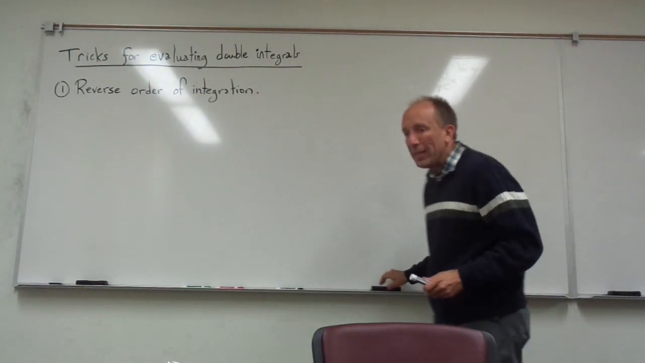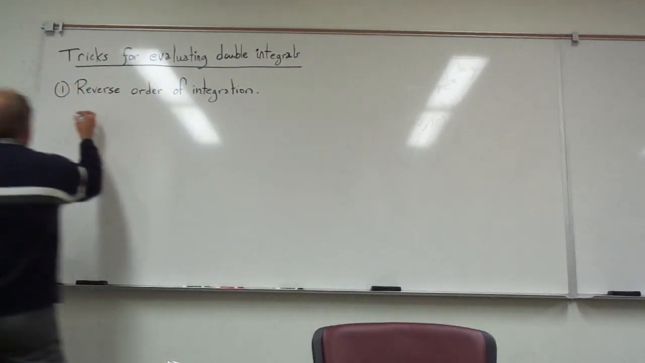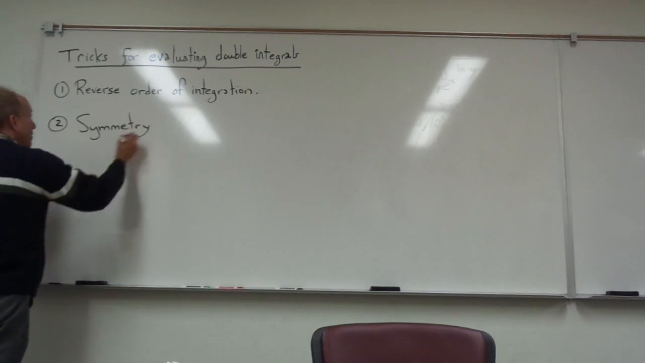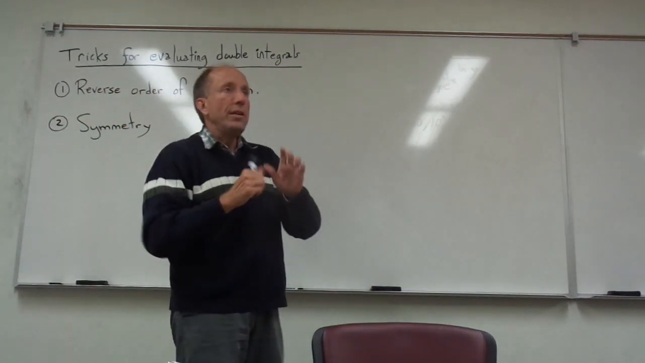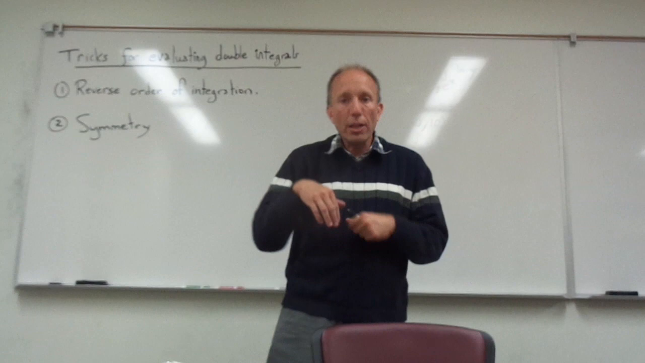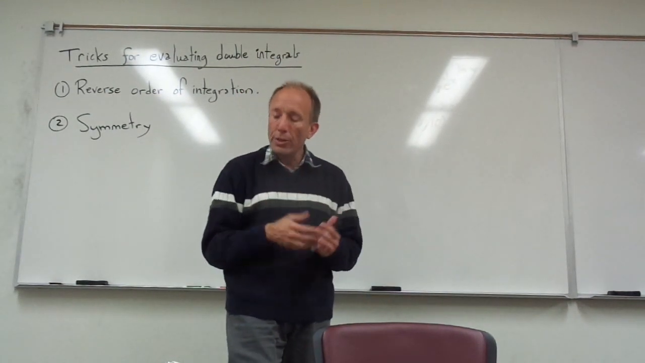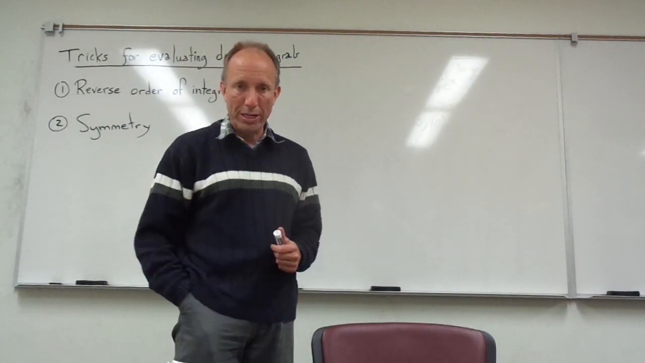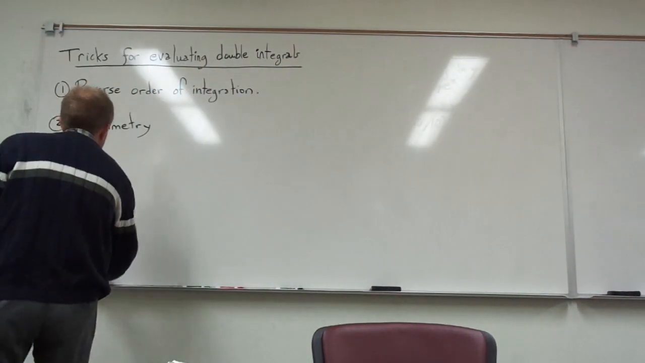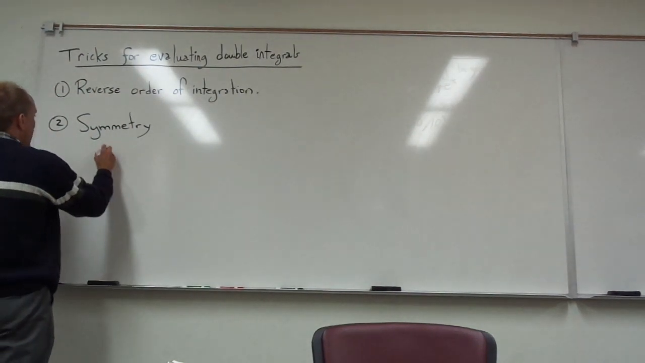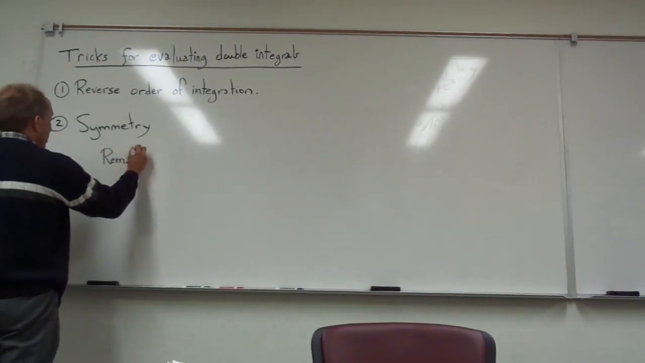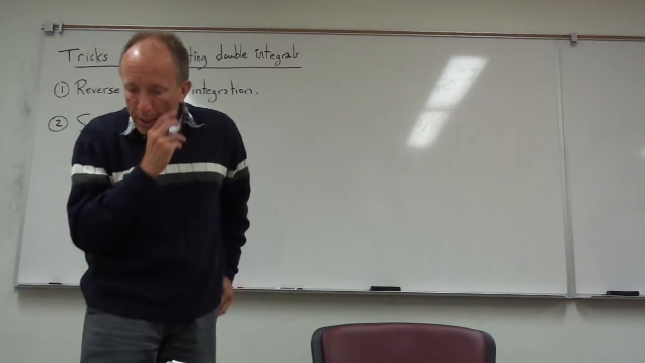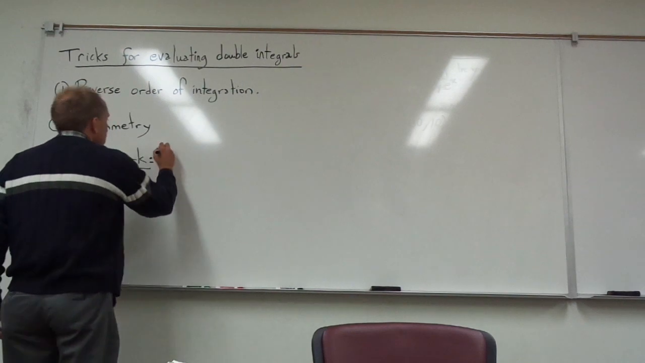The next one is what I'm going to call symmetry. Sometimes we can take advantage of the nature of the region relative to the x and y variables and be able to just look at a problem and say what the answer is going to be. Now, before I actually get into how the symmetry plays a part, I want to make a quick remark here, and then I'll erase it and do an example. So this remark is really useful. So here's what it says.